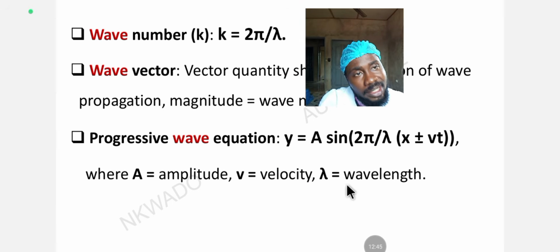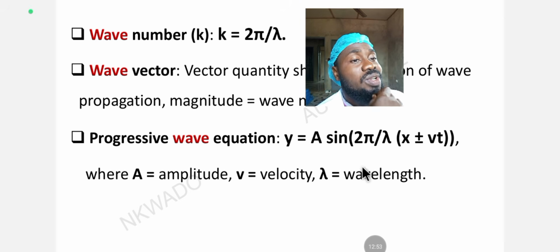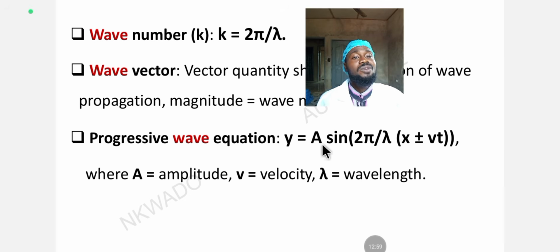This one is another one again. JAMB takes these and pastes them into their syllabus, so ensure you learn this progressive wave formula. It's very easy. y equals A sine, bracket open, 2 pi over lambda times (x plus or minus vt), depending on what you are calculating, where A is equal to amplitude, v is equal to velocity, and lambda is equal to wavelength.